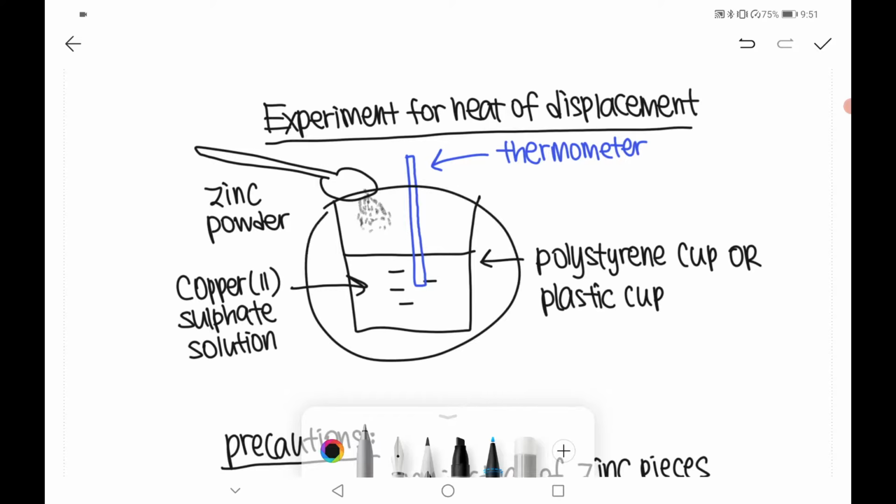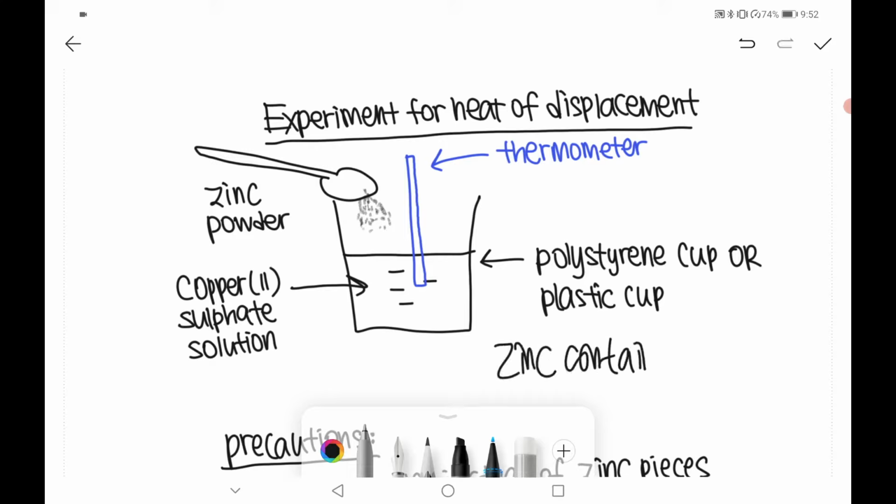So this cup is a polystyrene cup, or we call it a plastic cup. Many students ask, sir, can we use a beaker? Cannot. I'll tell you why in a short while. Can we use other containers like a zinc container? Cannot. You must only use a polystyrene or plastic container. Why? We will learn in a short while.